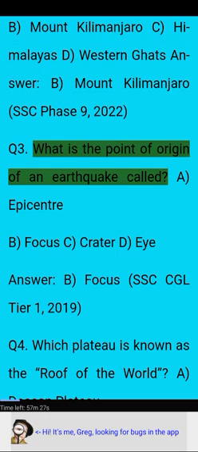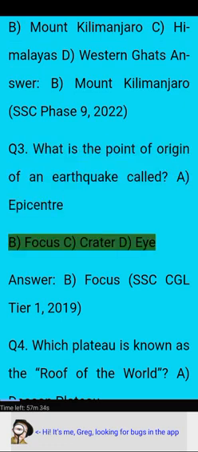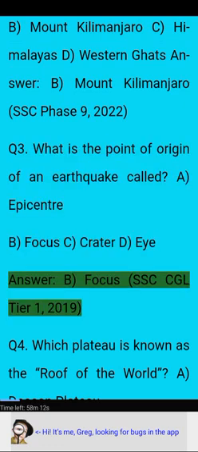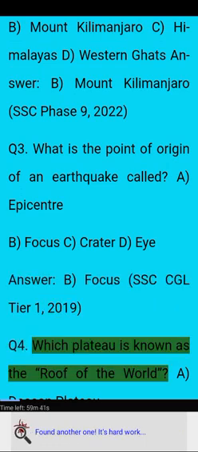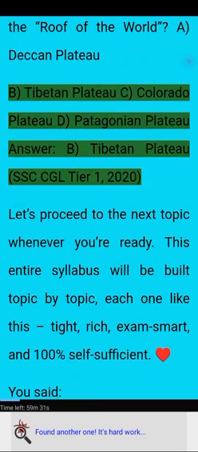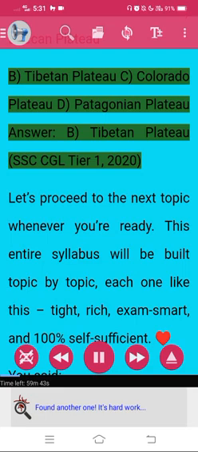Q3. What is the point of origin of an earthquake called? A. Epicenter. B. Focus. C. Crater. D. Isoseismal. Answer. B. Focus. SSC CGL Tier 1, 2019. Q4. Which plateau is known as the roof of the world? A. Deccan Plateau. B. Tibetan Plateau. C. Colorado Plateau. D. Patagonian Plateau. Answer. B. Tibetan Plateau. SSC CGL.